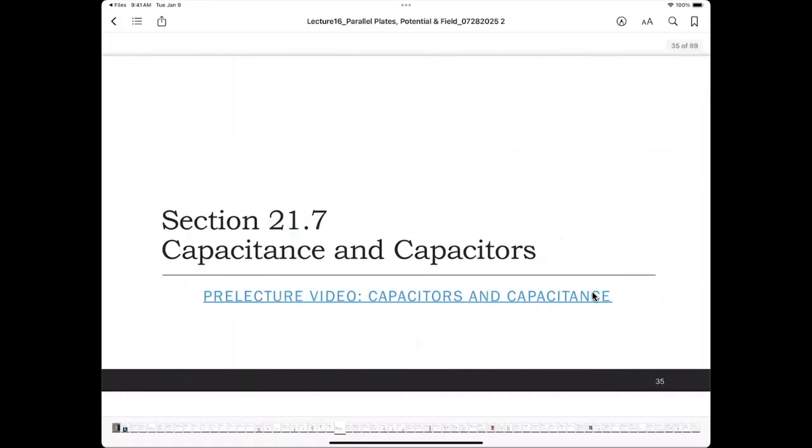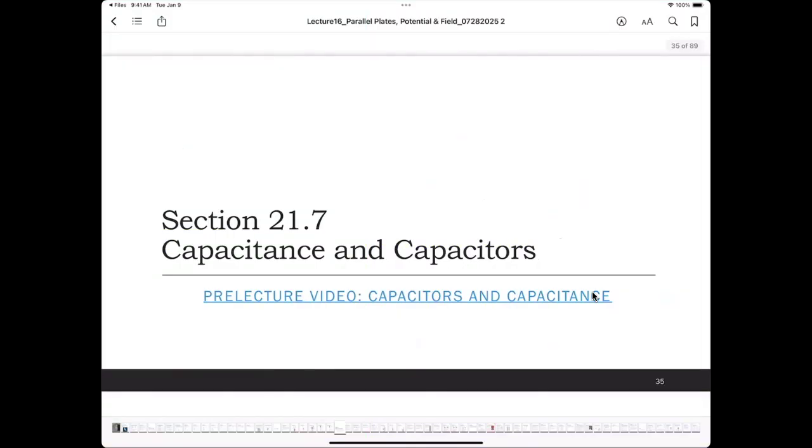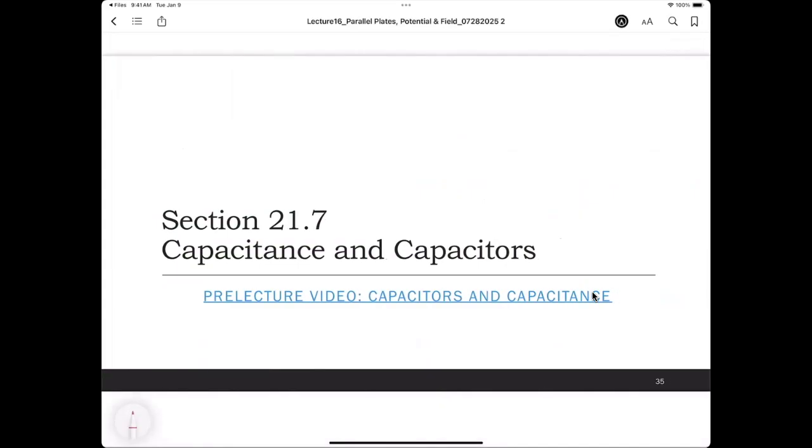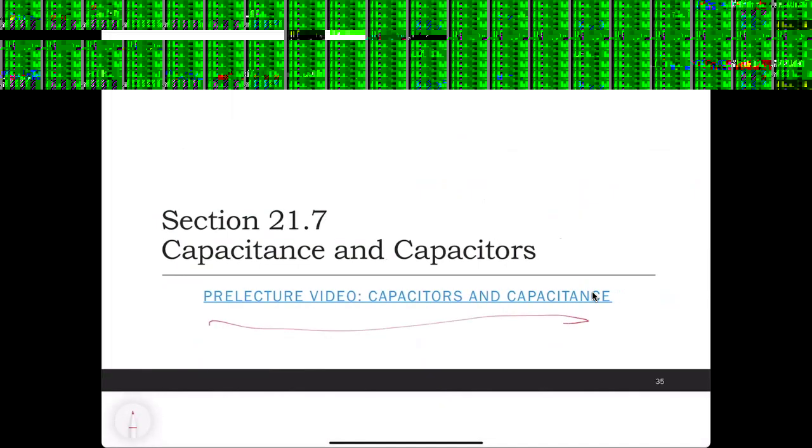Okay, let's talk about more. Let's talk about the other topic, capacitance and capacitors. Actually, here is an example about capacitors and capacitance. You can review it after this class.